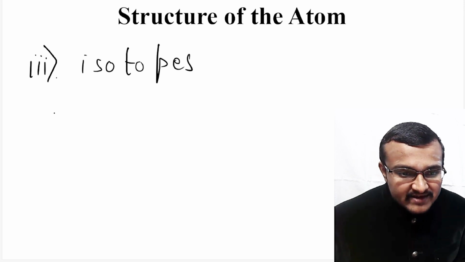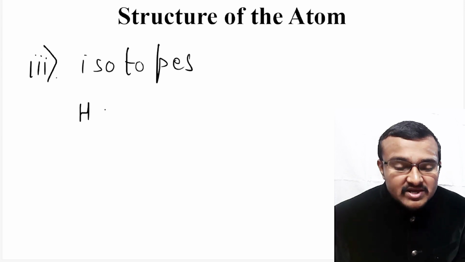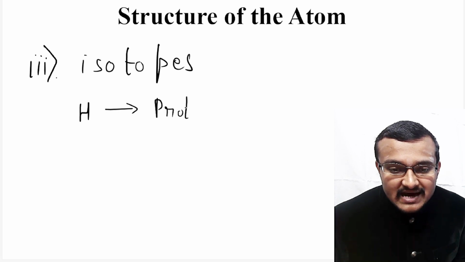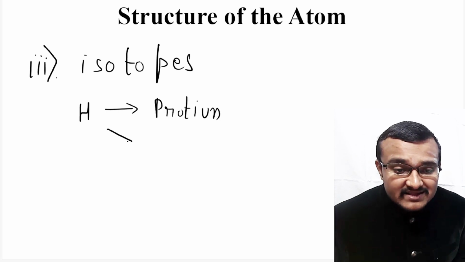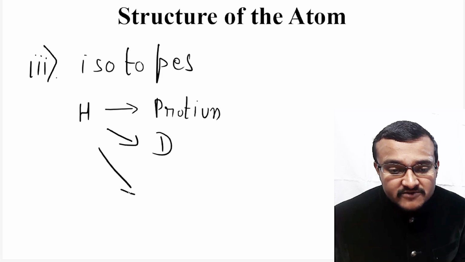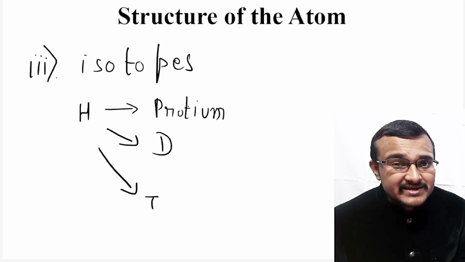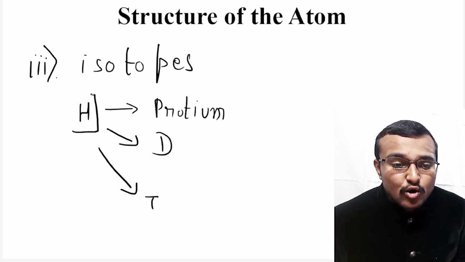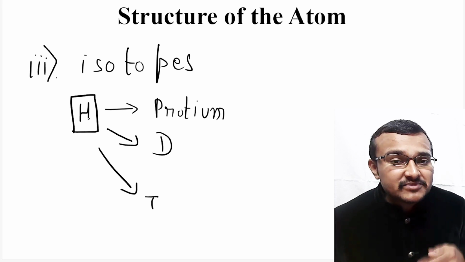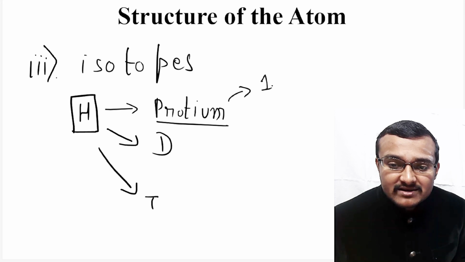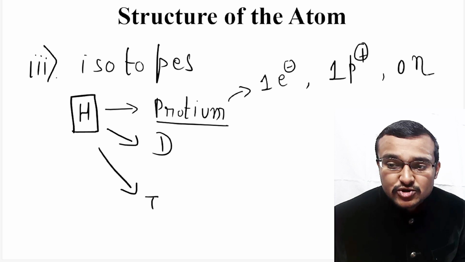For example, if I consider hydrogen, hydrogen has 3 isotopes. One is protium, the other is deuterium, and the third one is tritium. If you consider protium, it is the majority isotope of hydrogen. That means almost more than 99% of hydrogen exists in the form of protium, where 1 electron and 1 proton will be there, but 0 neutrons will be there.